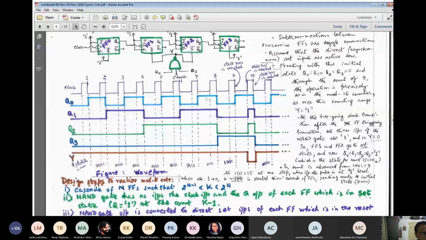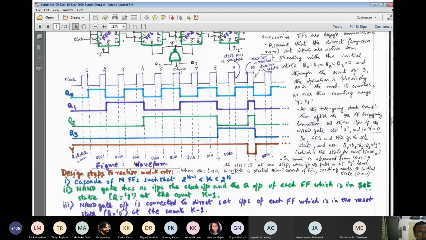Okay. Now, in general, we have designed, sir, a mod. One thing. Yeah, please. Exactly, please. Is there any specific reason for keeping the clock signal asymmetric?